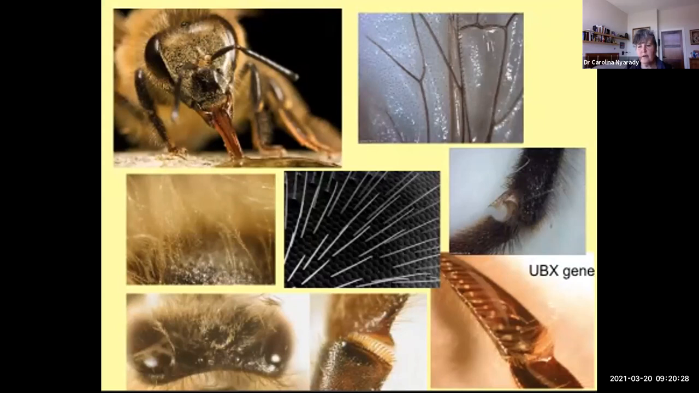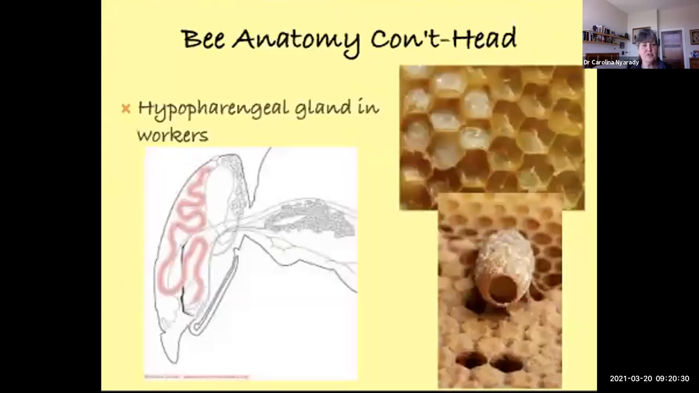So let's continue looking at a few more anatomical features. On the head itself, another prominent characteristic, most developed in younger bees, and we'll talk a little more about that further on, are the hypopharyngeal glands. They're located on the sides of the head, and the production of material from these glands is stimulated by the consumption of pollen.